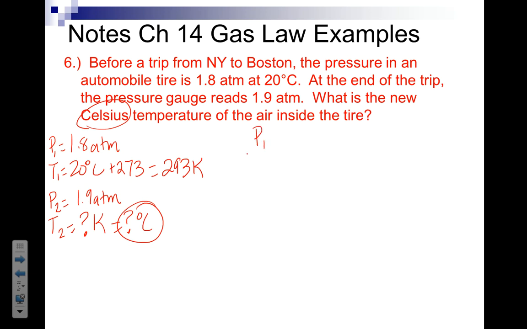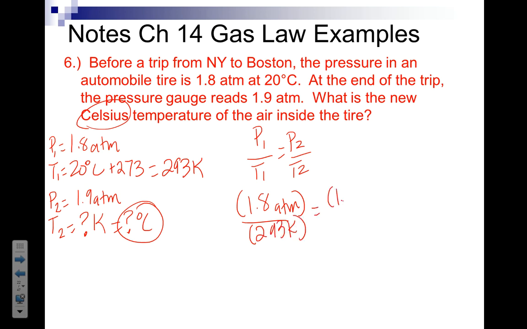Now the formula that we need here, because the volume is constant, is P1 divided by T1 equals P2 divided by T2. And this is what we know as Gay-Lussac's law. P1 is 1.8 atmospheres. T1 is 293 Kelvin. P2 is 1.9 atmospheres. And T2 is your X. We're going to isolate the variable again. So when you isolate your T2, and I don't have a lot of room here, so I'm going to let y'all do the algebra on that.